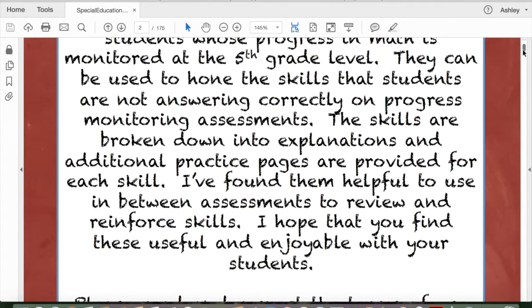This product was made to meet the needs of special education students who are taking a Math Concepts and Applications Progress Monitoring Assessment. As you grade their assessments, you can see what they need to work on and then give them some of these sheets that have explanations and really hone the skills that they're not answering correctly, to give them that focused practice so they can do better on the next assessment.